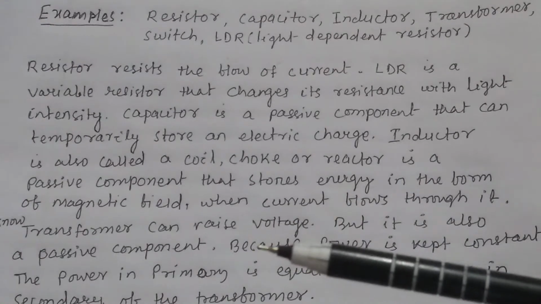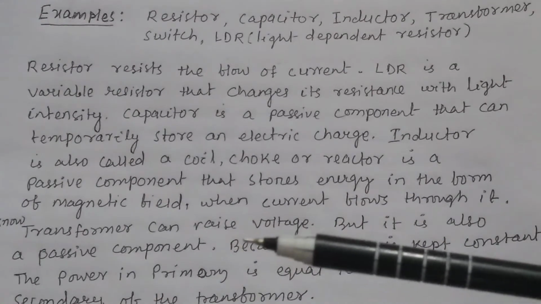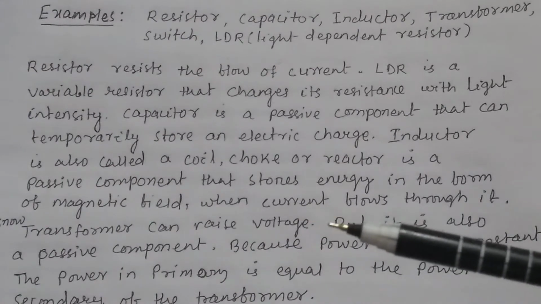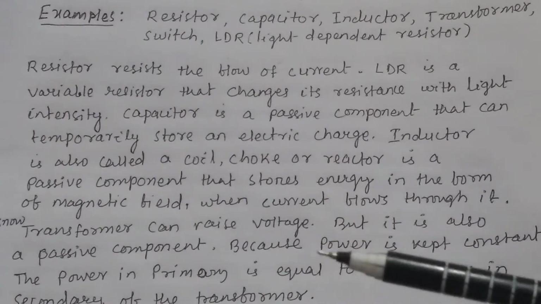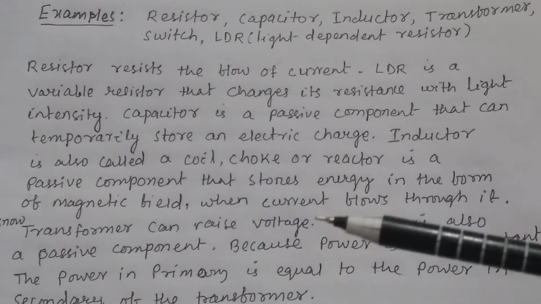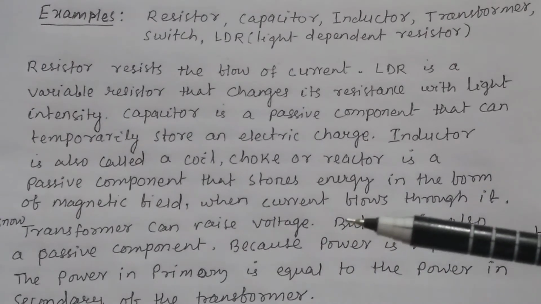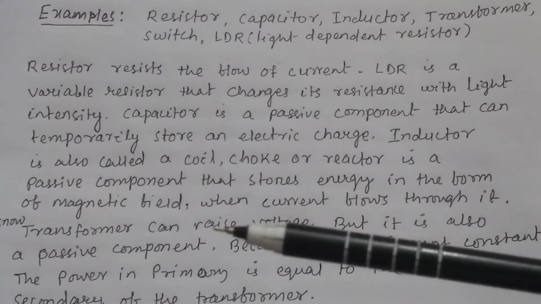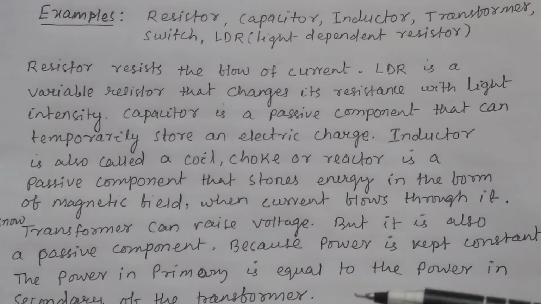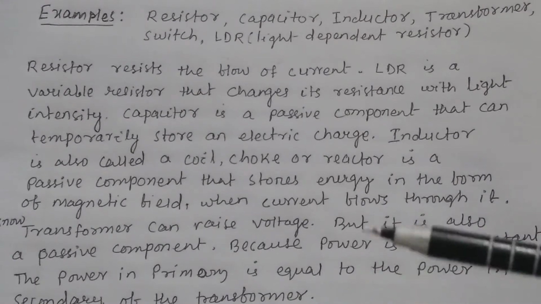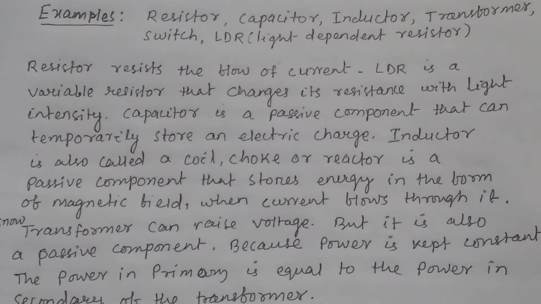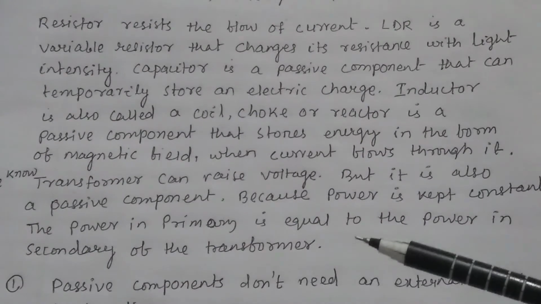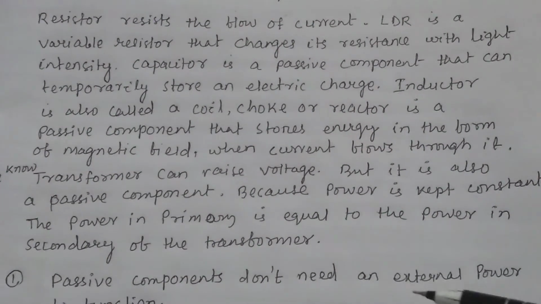But a transformer, we know a transformer can raise the voltage, but it is not an active component. It is also a passive component because the input power of the transformer is equal to the output power of the transformer. That is, the power in the primary is equal to the power in the secondary of the transformer. That is why it is called a passive component, because it does not generate power, it only receives energy.